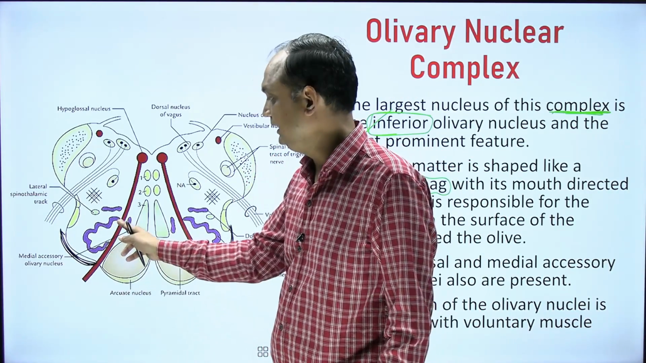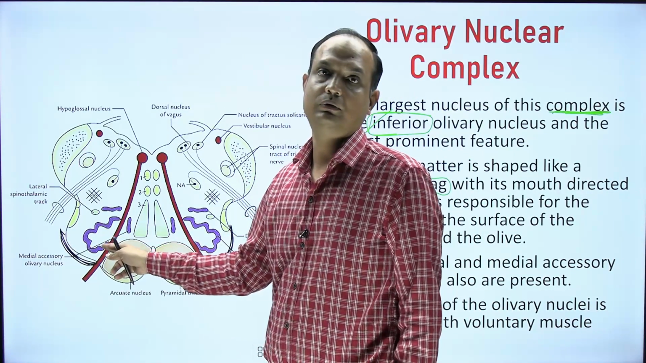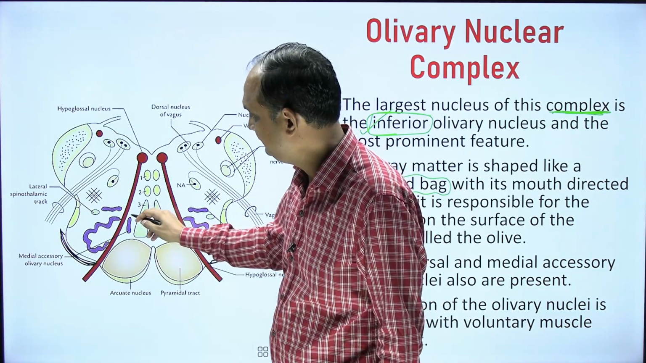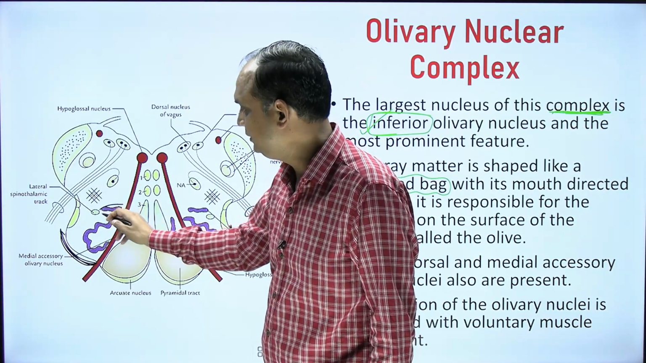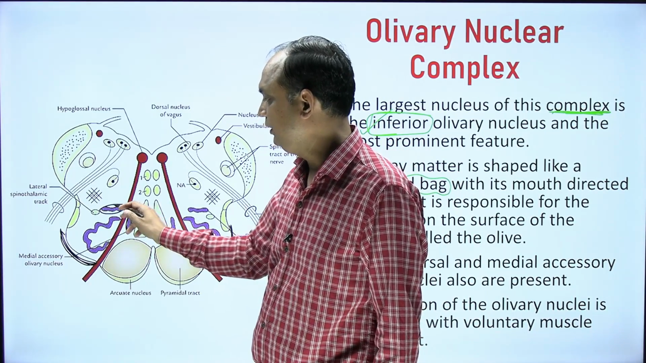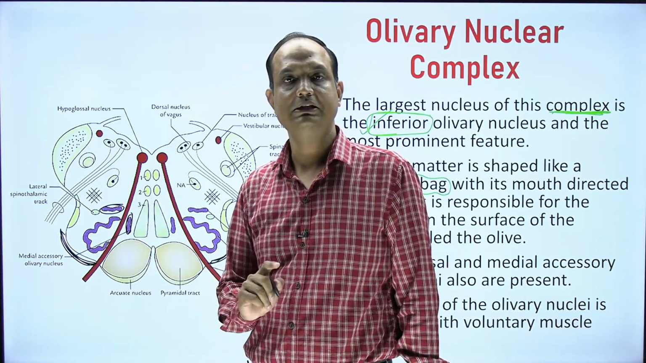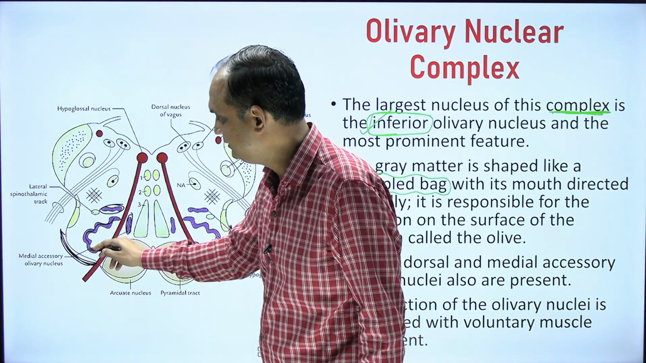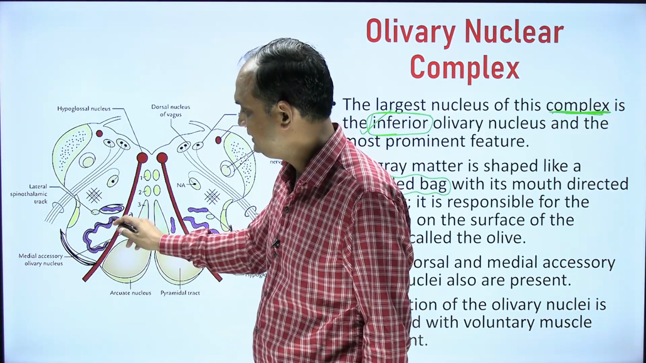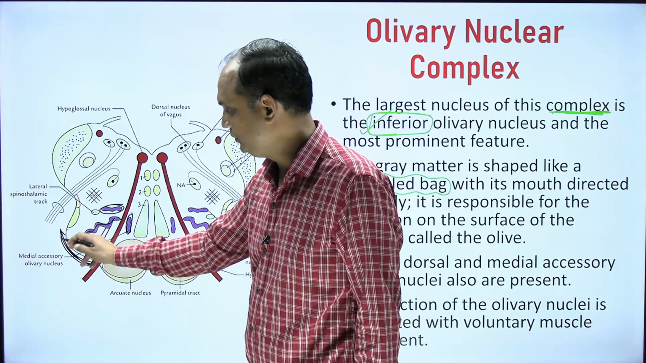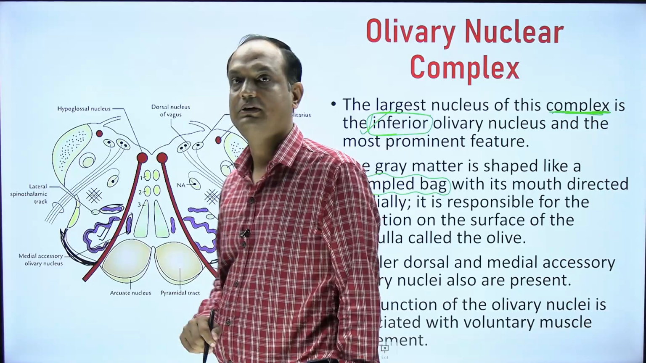The answer is because of the underlying inferior olivary nucleus. Clear? There are two more nuclei you will find. This is the medial nucleus and this is the dorsal nucleus. So there are three olivary nuclei: medial, dorsal and inferior olivary nucleus. Out of these, the inferior olivary nucleus is the largest in size, with a crumpled bag appearance, and this nucleus is responsible for producing the prominence which is known as the olive.